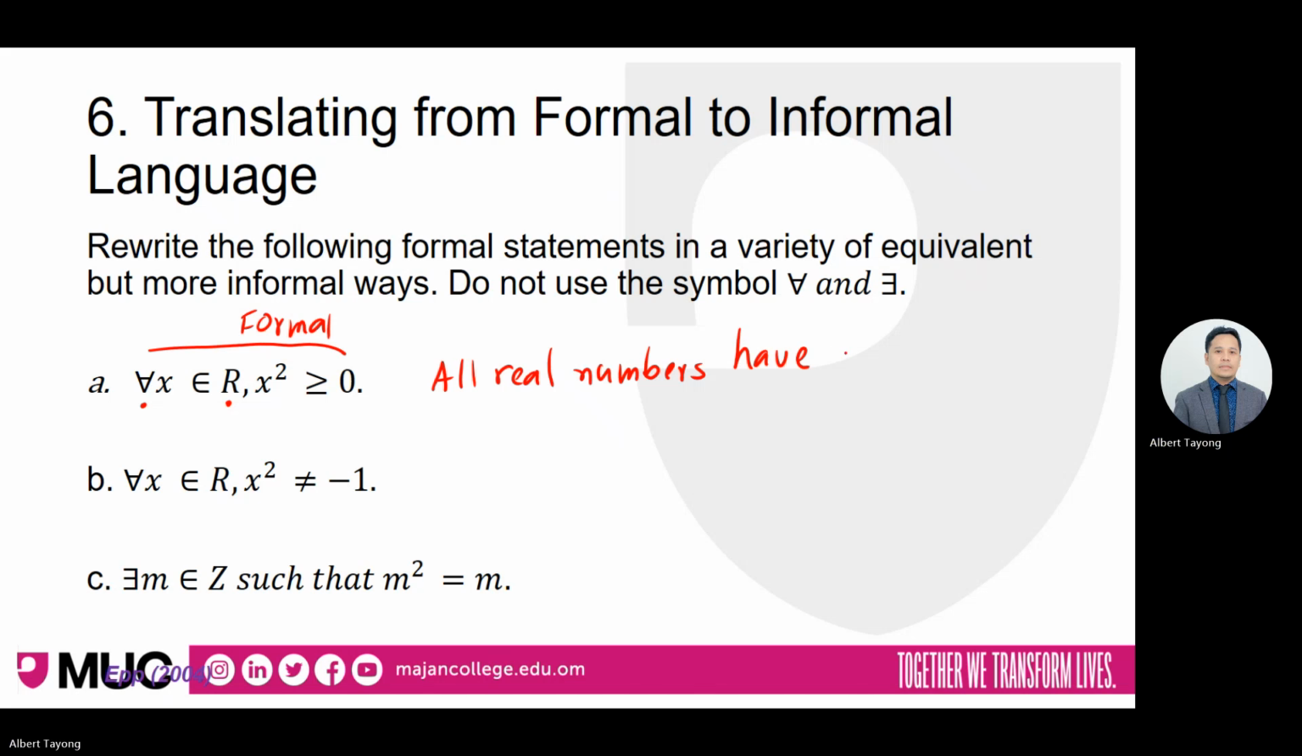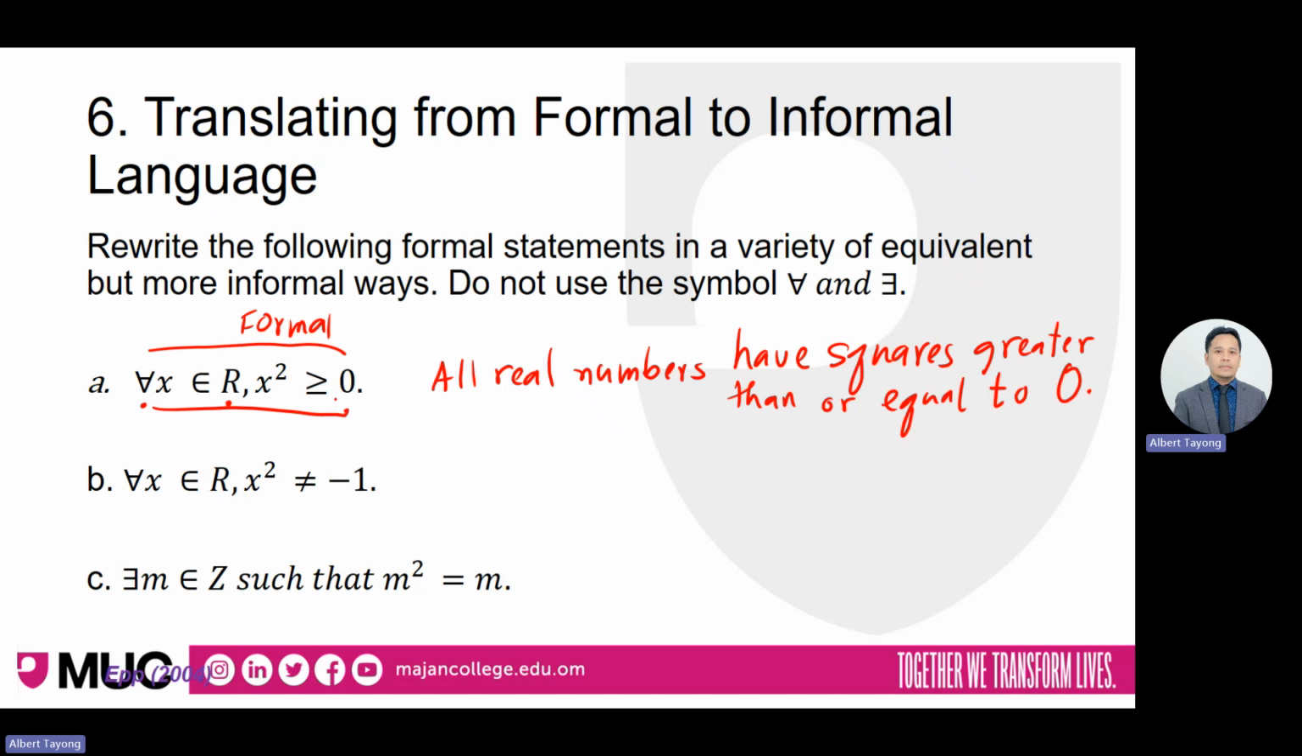have squares greater than or equal to 0. Yes, from left to right only. This is the informal. So we are changing our predicate form to English sentence or informal. That's for letter A.